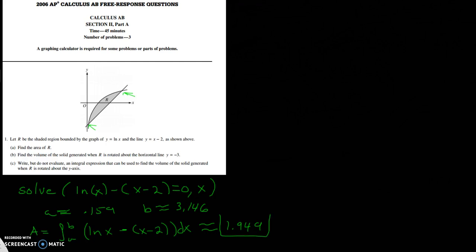Okay, part B says, find the volume of the solid generated when R is rotated about the horizontal line y equals -3. So now, you basically have this. This is what it looks like. If you rotate it around -3, it looks something like this, and then -3 would be in between. So let's use a different color. It would be around a line that looks something like this, and this is not drawn to scale by any means.